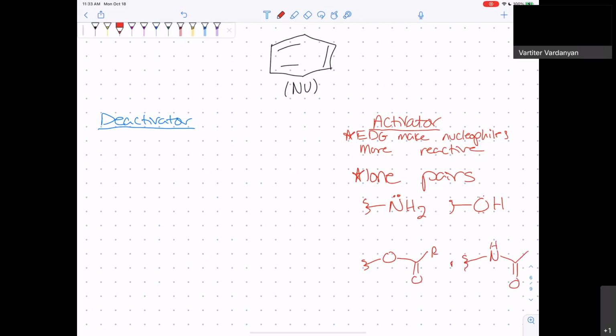what are these guys called? Amides, cool. So esters and amides. And then what was the last thing we talked about? Someone said it before, like the weakest donating group. Carbon chains, yes, so we have R groups.